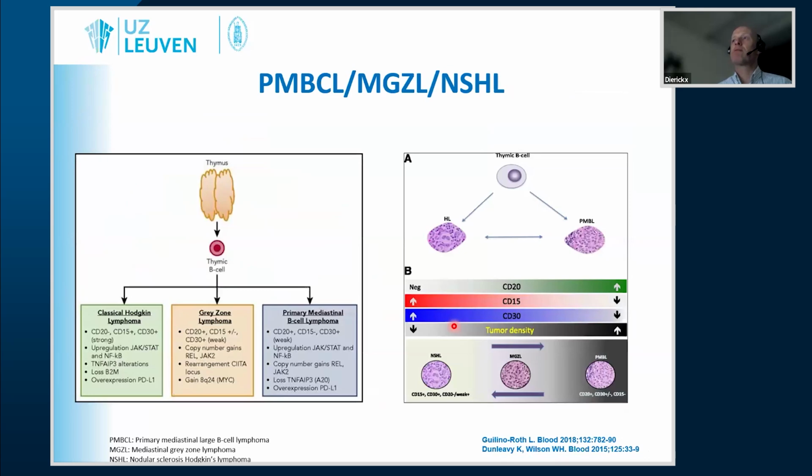The second one was primary mediastinal B-cell lymphoma, which has a very difficult differential diagnosis, sometimes with mediastinal gray zone lymphoma and nodular sclerosing Hodgkin lymphoma. So it's a kind of spectrum, with the most difficult to treat being the mediastinal gray zone lymphoma, which is not one type. So you have a whole spectrum. Some have the phenotype of classical Hodgkin lymphoma. Others have more the phenotype of primary mediastinal B-cell lymphoma.